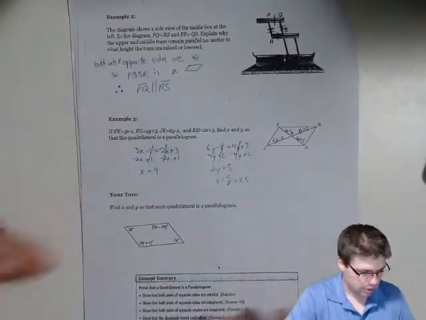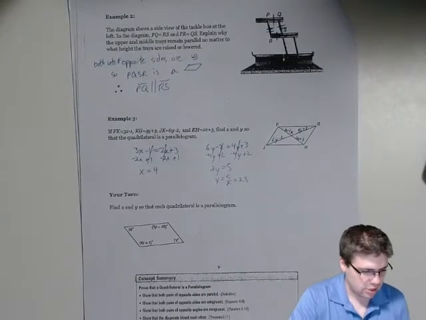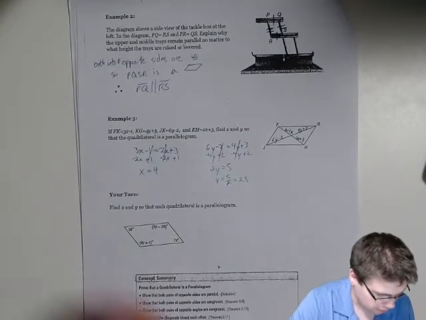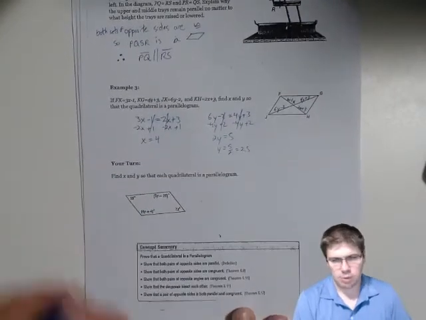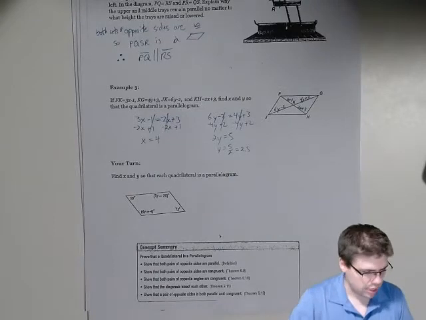Your turn, so you can pause and try and do this. Find x and y so that each quadrilateral is a parallelogram. And I guess we just got the one here that you can try. So you can pause and try it out.